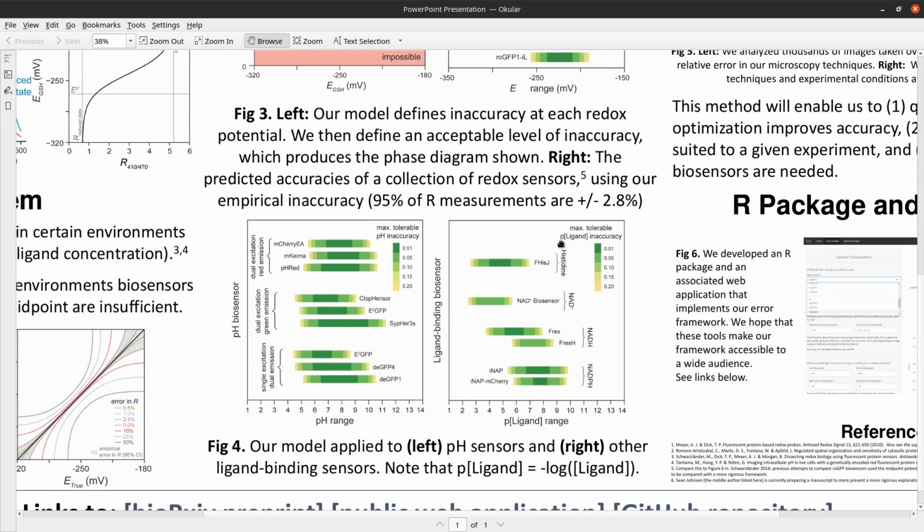And this works for both dual excitation and dual emission sensors. In fact, there's even this one sensor, E squared GFP, that works both in dual excitation and dual emission modes, and it has different ranges of accuracy depending on what mode it's in. So that's kind of cool.